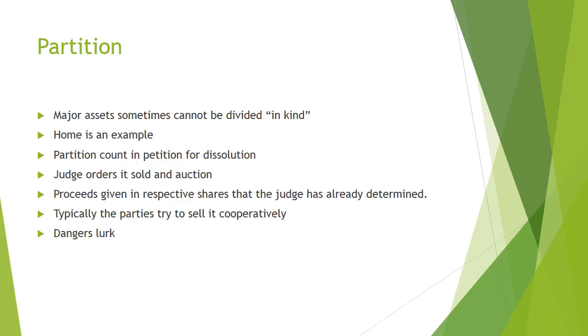However, something like a home cannot be given in kind. Can't give one half to one and one half to the other spouse. And this is where partition comes in. Partition liquidates an asset so that it produces money that can later be divided. Anytime two people own property and one of them wants out, partition comes into play.